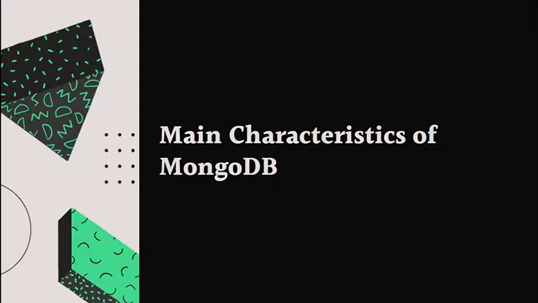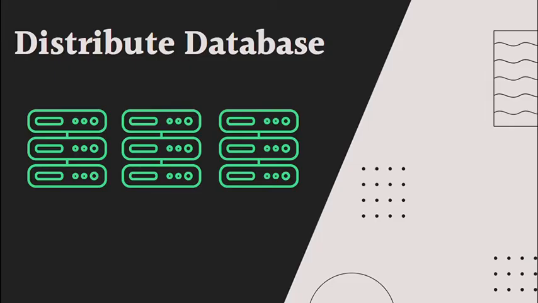Alright, so now I'm going to talk about the main characteristics of MongoDB. To start, MongoDB has a distributed database. It means that MongoDB not only needs one server, it can use as many as it needs. This leads Mongo to be a lot more scalable. It's perfect for projects that need to grow really fast.